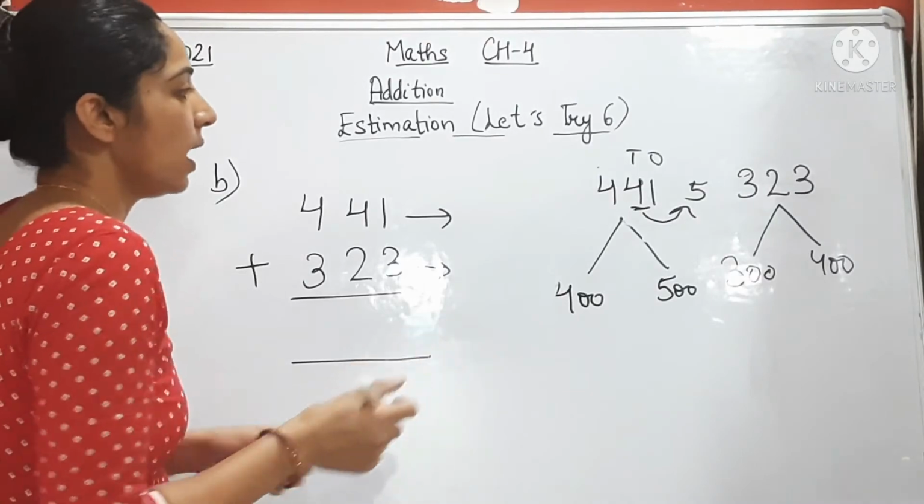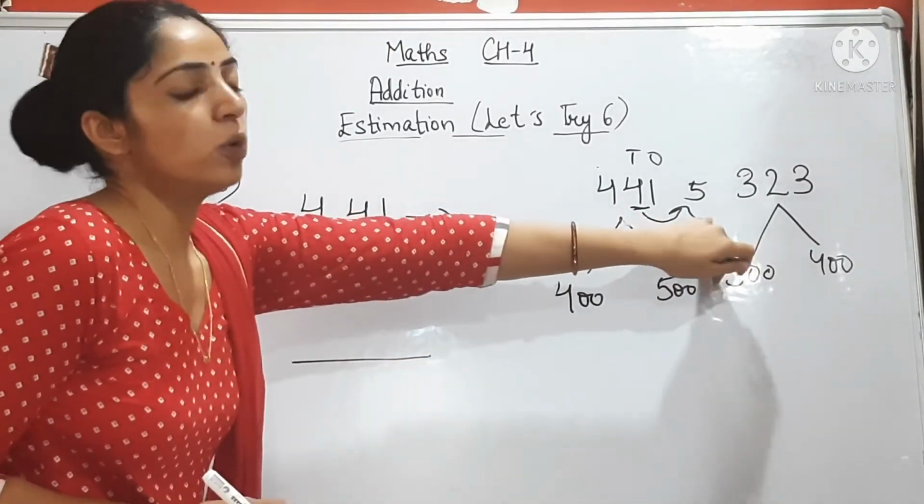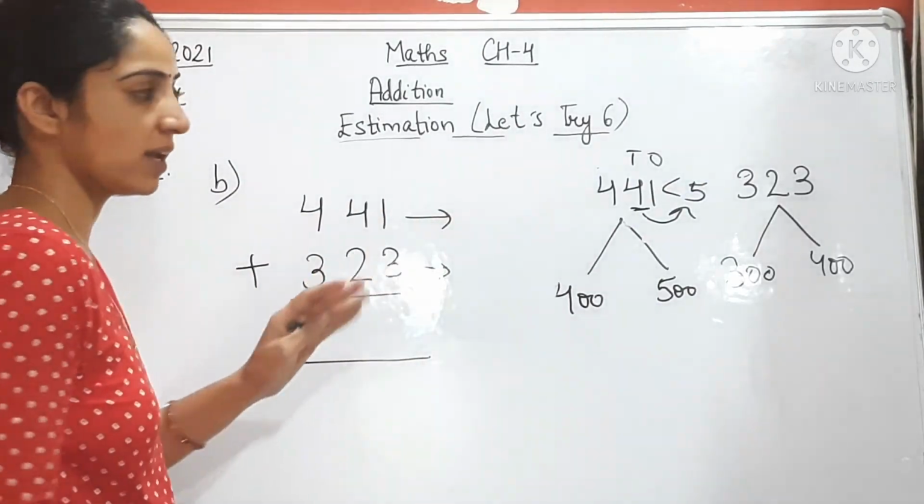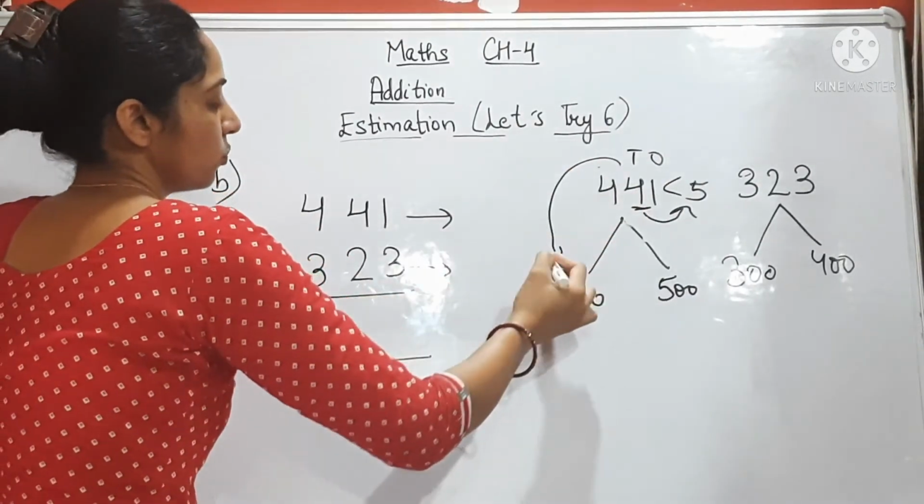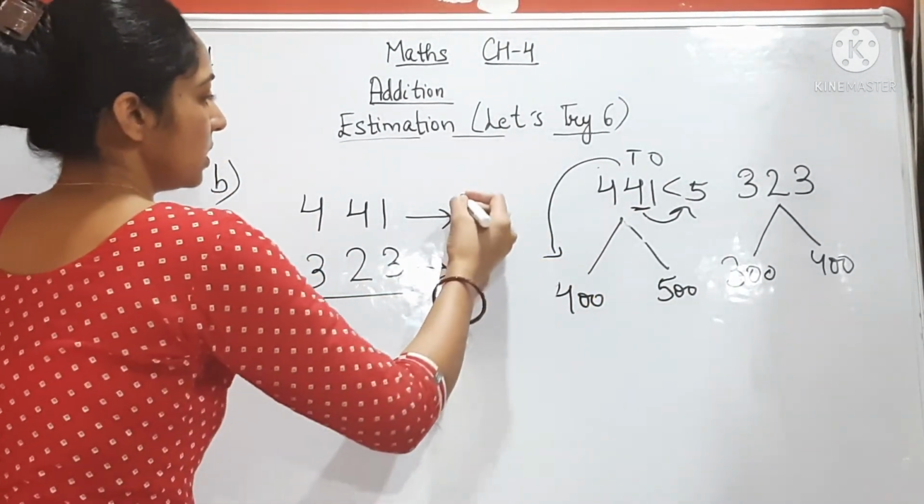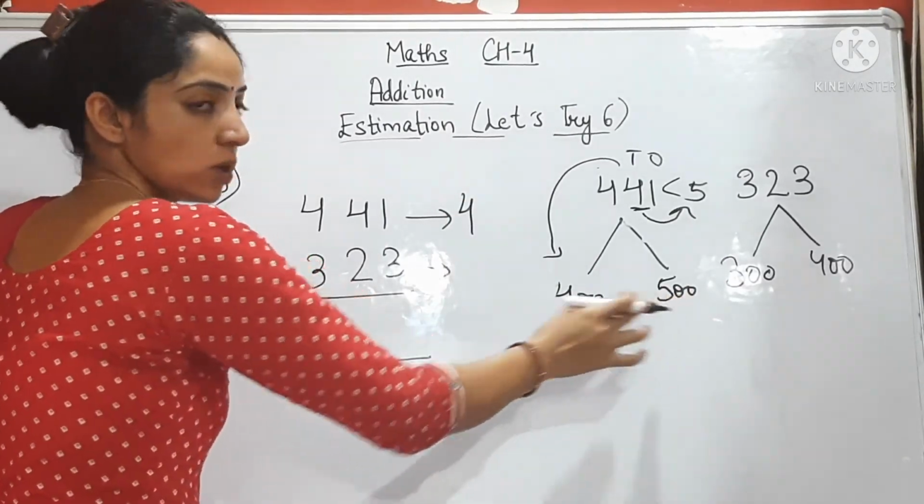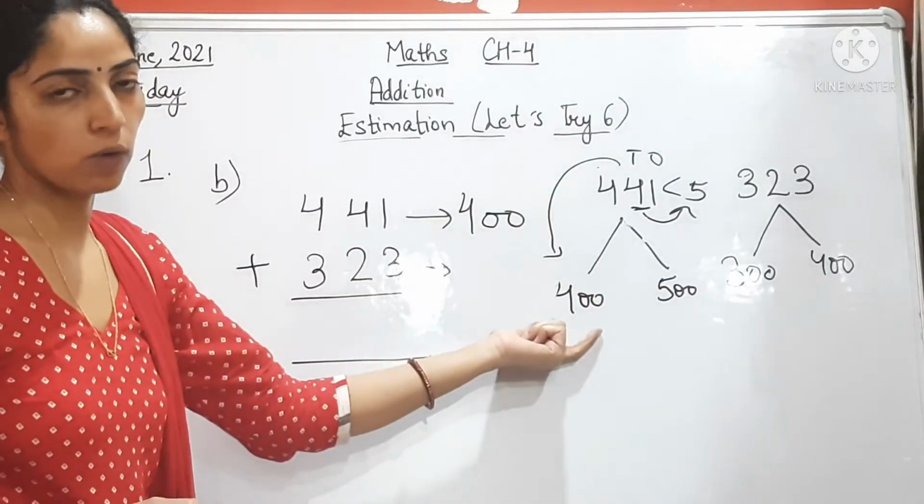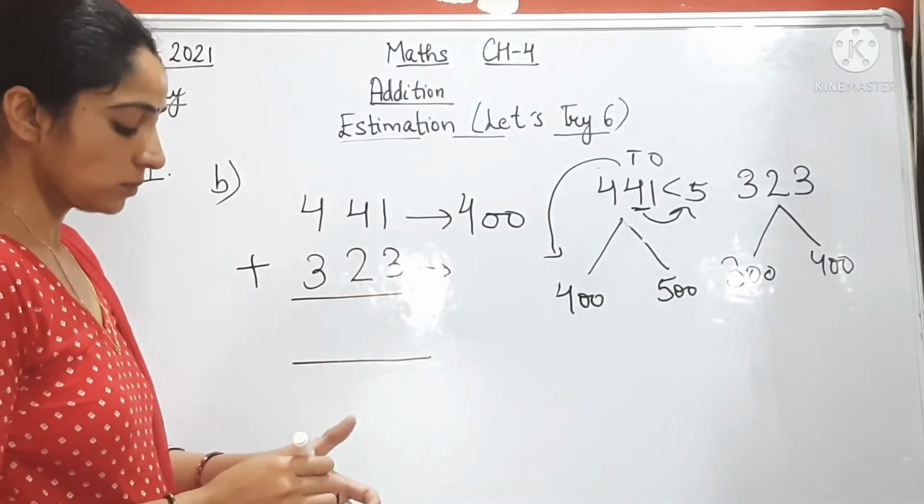ओके, नाउ यू कैन सी दैट 4 इज लेसर देन 5. 4 जो है वो छोटा है 5 से. सो दिस नंबर मूव्स टू द स्मॉलेस्ट नंबर. ठीक है, 400 इज स्मॉलर देन 500. सो दिस नंबर विल राउंड ऑफ टू द 400.